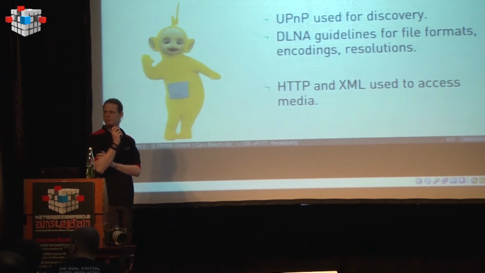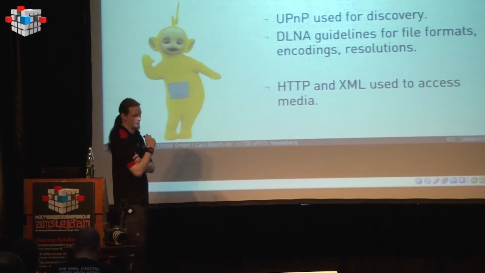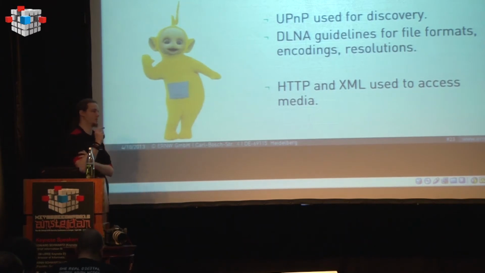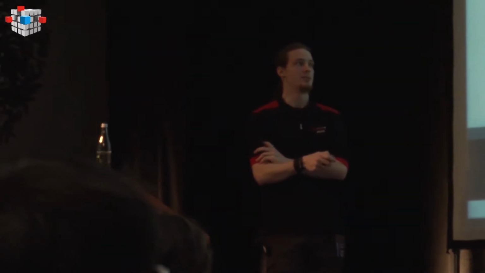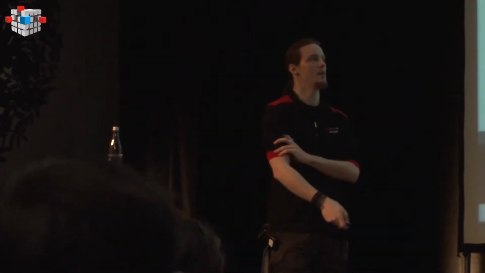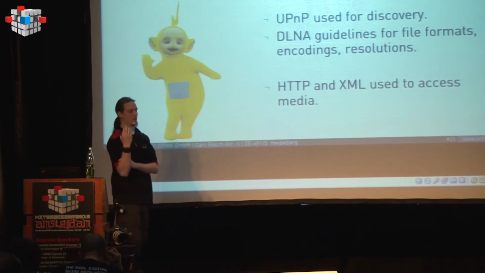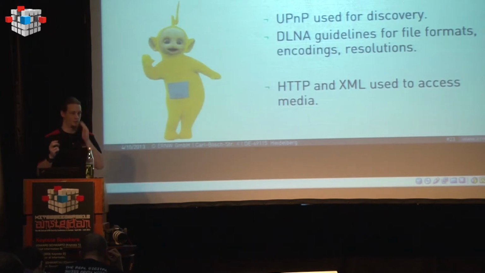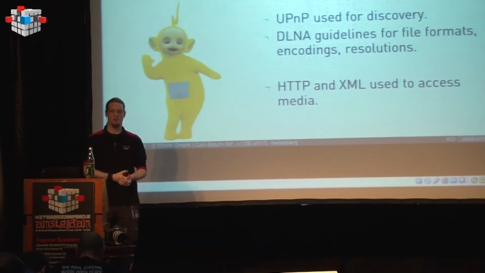Then DLNA also defines guidelines for file formats, encodings, and resolution. So if your TV is DLNA compliant in any way, it supports some specified file formats, let's say like JPEG or MPEG files, and also in specific resolutions. And afterwards, DLNA also defines the access mode to get to those media files, which is in this case HTML, HTTP and XML. So in this mode, the camera fires up a web server, and on that web server are some XML files which just describe, okay, dear DLNA-ready device, you can find the file listing within this XML file, or I got some nice little pictures for you.